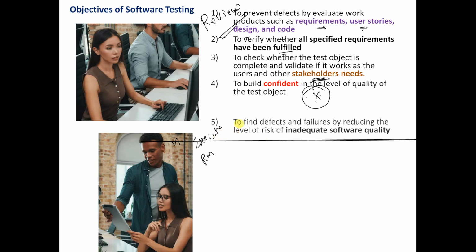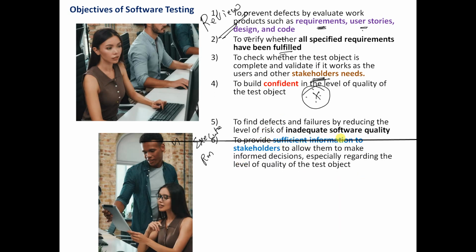And coming to the next one: to find defects and failures, thereby reducing the level of risk of inadequate software quality. So if there are any quality compromises, then definitely it should be raised as a defect and it has to be fixed, because there will be levels of risk from software failures and defects.